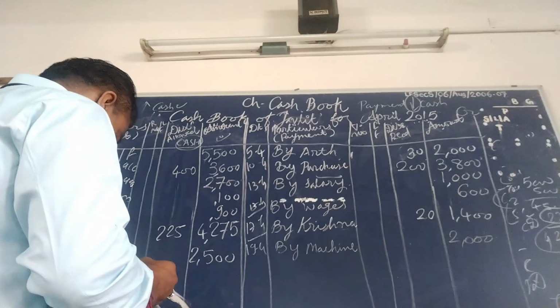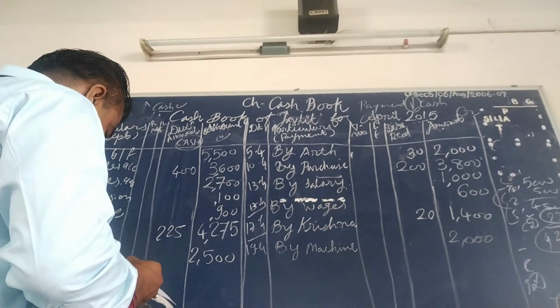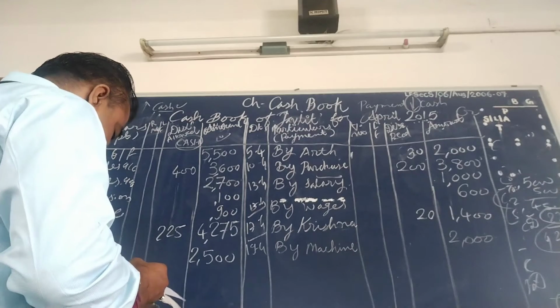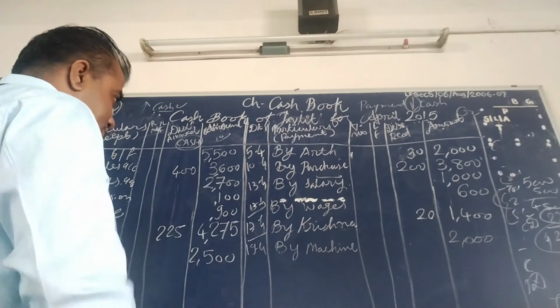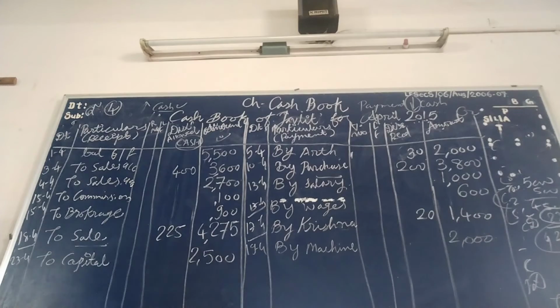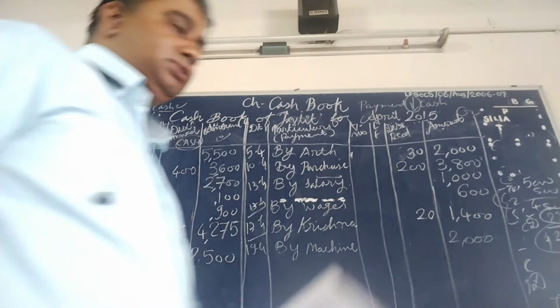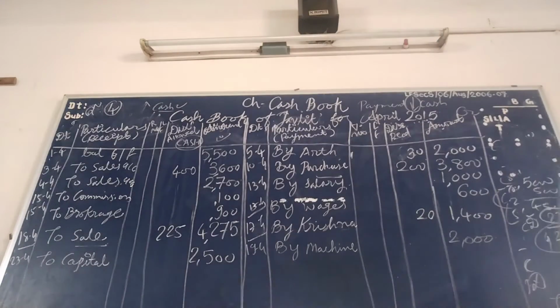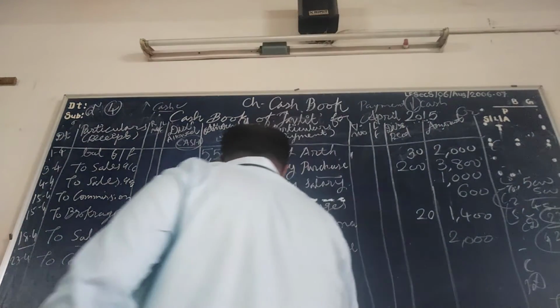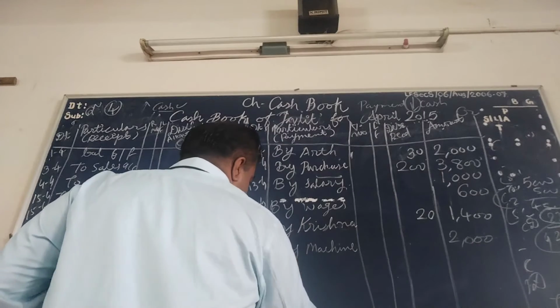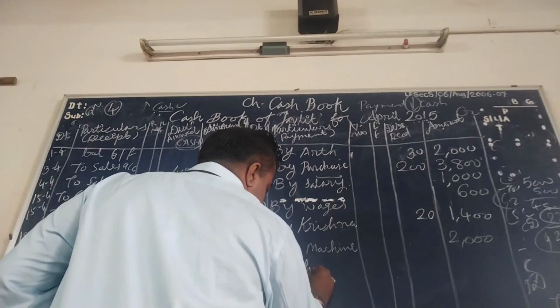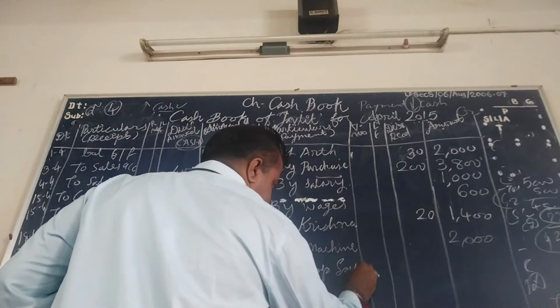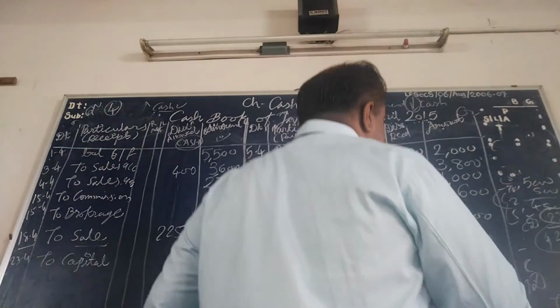Now 27th of April, 225 paid to Vyapari Mahamandal towards the annual fees. Here the annual fees paid to Vyapari Mahamandal. Okay, so it is considered as sundry expense. So sundry expense to cash. So we paid 225. So we write here 27th of April by sundry expense 225.